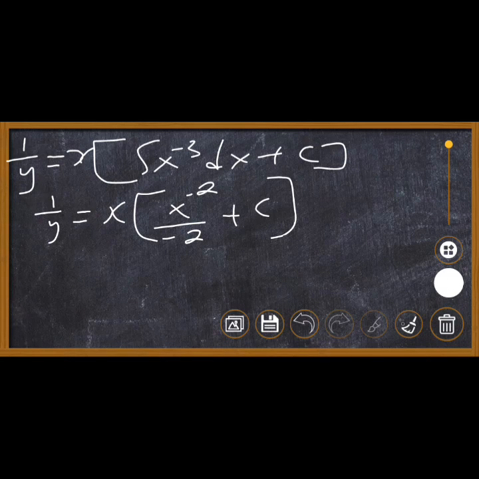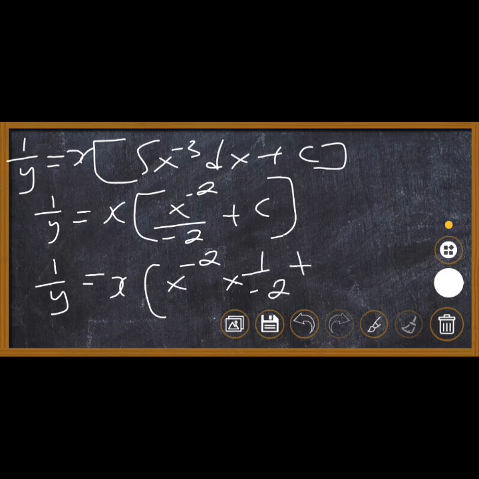So let's simplify this further. Can we simplify this further? If you can't simplify further, then that's your general equation. But if you can simplify further, make sure that you do that. So you have 1 over y equal to, we can multiply this x with whatever we have here. So we are going to have x, then x power negative 2 multiplied by 1 over negative 2, then plus the constant value c.